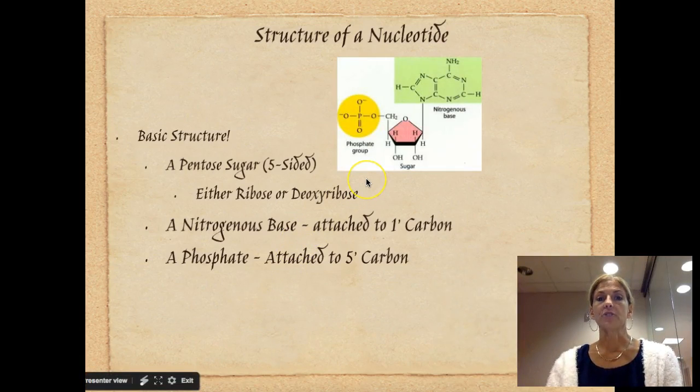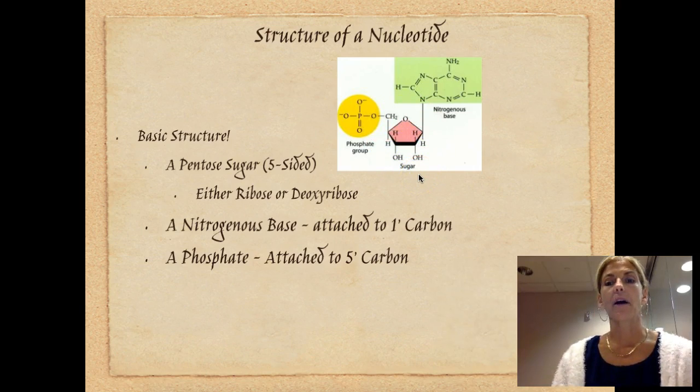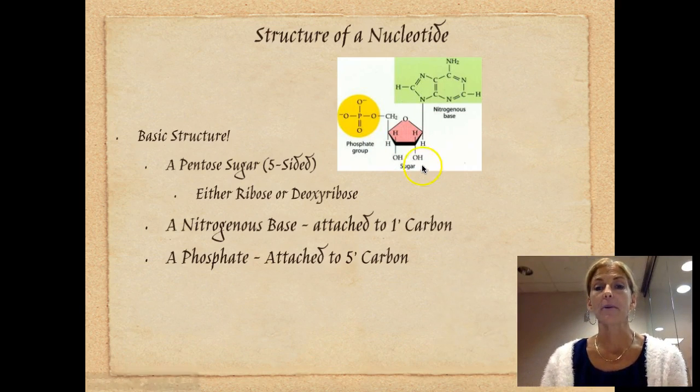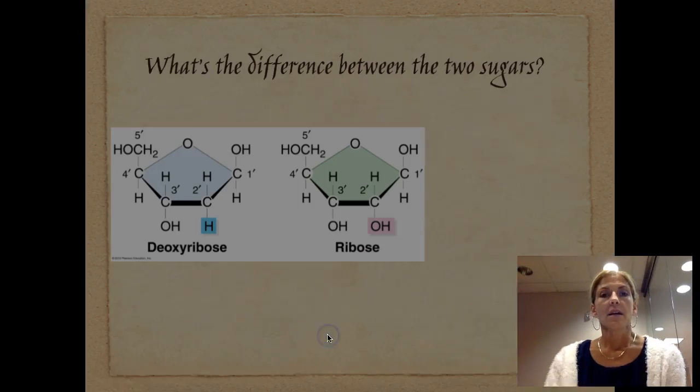So here's the general structure of a nucleotide. All nucleotides have a phosphate, a sugar, and a nitrogen base. That sugar is a pentose. It's a 5-carbon sugar. It's either ribose or deoxyribose. Can you guess which one this is? On the next slide, I'm going to talk about how to tell the difference between deoxyribose and ribose. But basically, I know right away that one is ribose because of this hydroxyl on the second carbon. So the nitrogen base, you want to know, is attached to the first carbon, and the phosphate is attached to the 5th carbon. So I've seen that as a test question before, so look out for it.